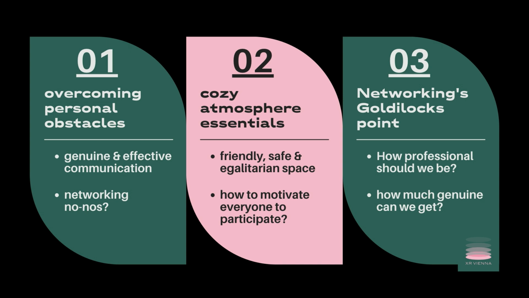And so the first thing is overcoming the personal obstacles. This is something we already mentioned before, like being a student maybe and not knowing how to approach people. But on the other hand, if you have a successful company, maybe leaving the ego part and really approaching people and having genuine communication, which is not only thinking about what can I get from this person, but really the human side of connection and being stronger together. And all this comes together with a cozy atmosphere. With XRVienna, we always try to have a safe and friendly space, which is at the same level for everybody.